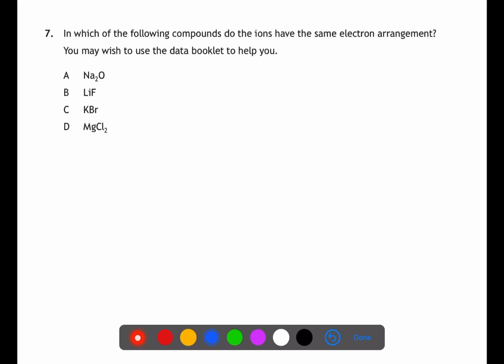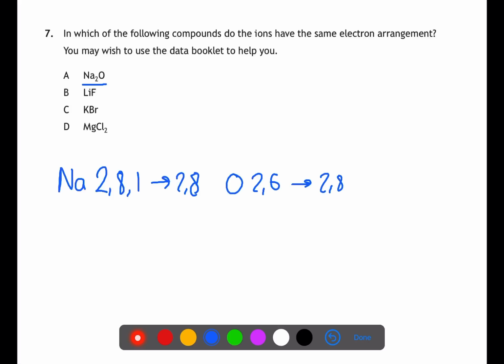So here in A, we have sodium and oxygen. A sodium atom would be 2,8,1. It would become 2,8 as a sodium ion. An oxygen atom would be 2,6. It gains 2 electrons to become 2,8 as an ion. So A will be our answer. Make sure you know how to do the rest just by checking through.